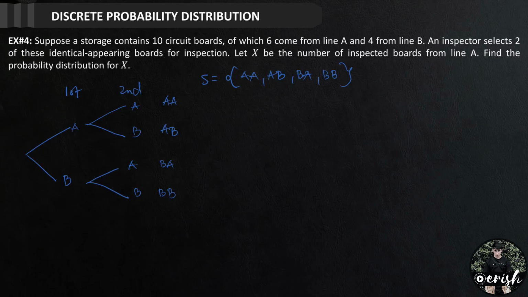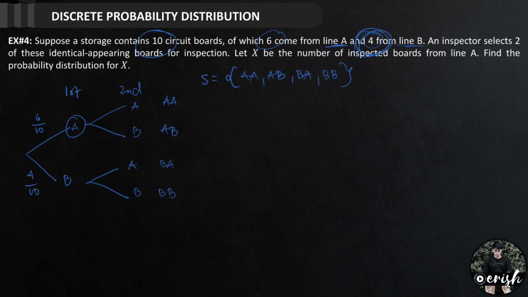Let's start with the first selection. The probability that A is selected, since we have 6 from A and 4 from B, and a total of 10 circuit boards, is 6 over 10. The probability that B is selected is 4 over 10. As I have said, the probability of the second selection depends on the first selection since there is no replacement.